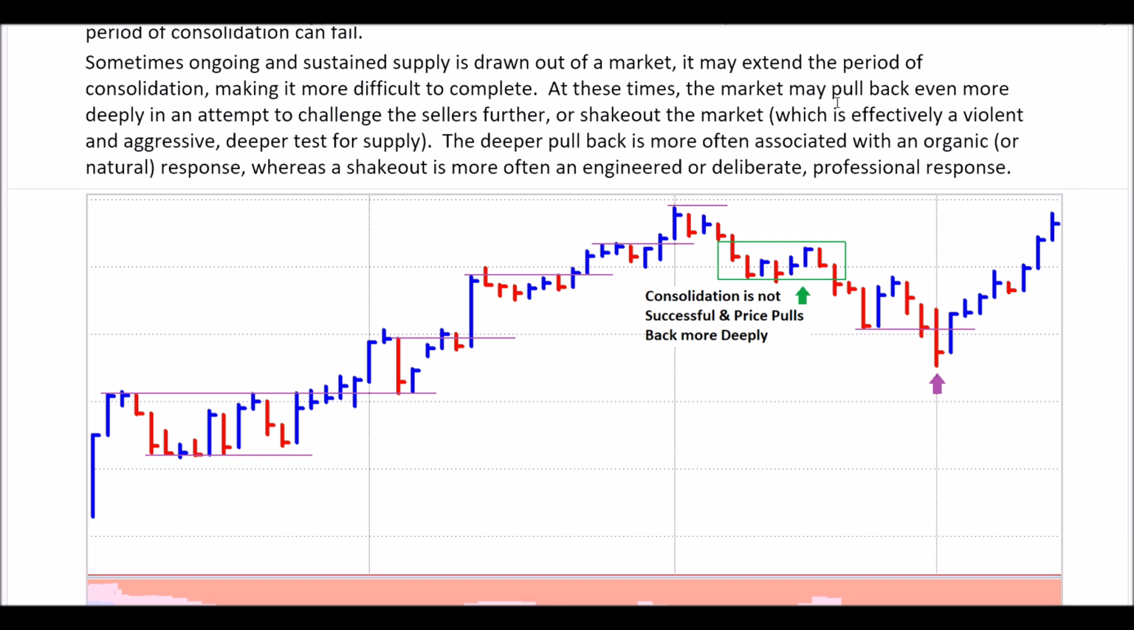At these times, the market may pull back even more deeply in an attempt to challenge the sellers further or shake out the market, which is effectively a violent and aggressive deeper test for supply. The deeper pullback is more often associated with an organic or natural response, whereas a shakeout is more often an engineered or deliberate professional response.